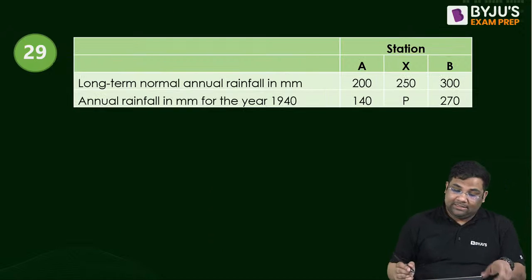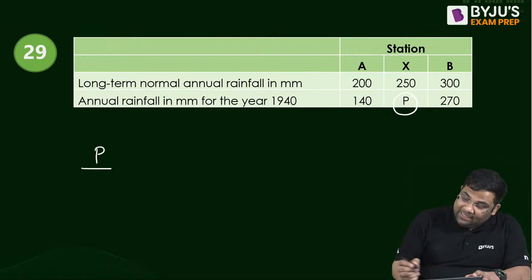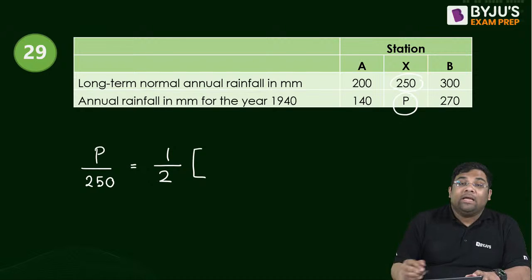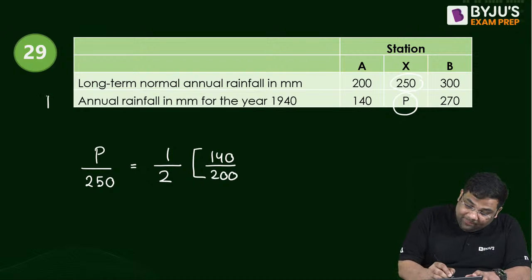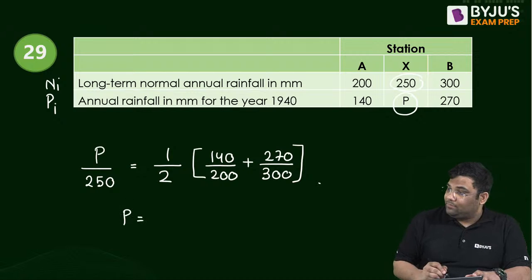Here you see this is the missing one, right? So P by N of the missing one is how much? 250. And the remaining ones are 2, so 1 by 2. And then the summation of P by N of the remaining: 140 by 200 plus 270 by 300. If you solve this, how much P are you getting?